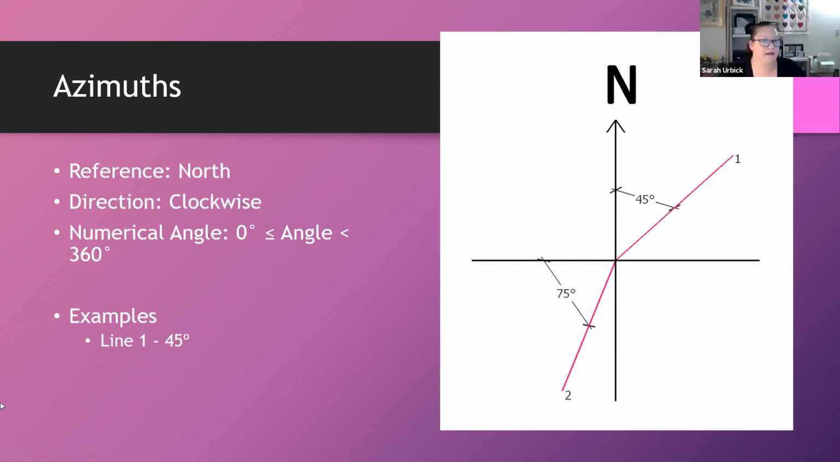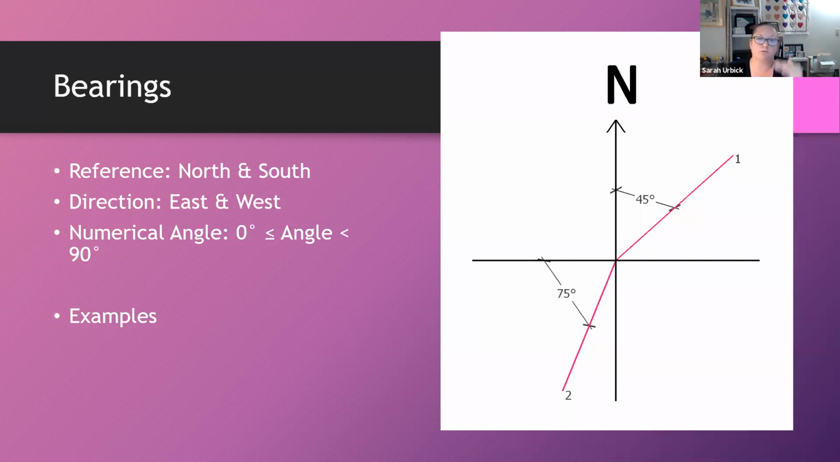Now, the next one is bearings. Same exact diagram, but it is based off the north-south line. So we might measure from the north to the right. We might measure from the north to the left. So now we start using quadrants. We're going to use compass bearings. Our reference points are north and south. Our directions are going to be based on east and west. Our values will be anywhere between 0 and 90 degrees.